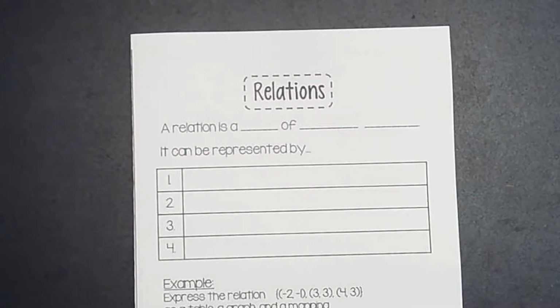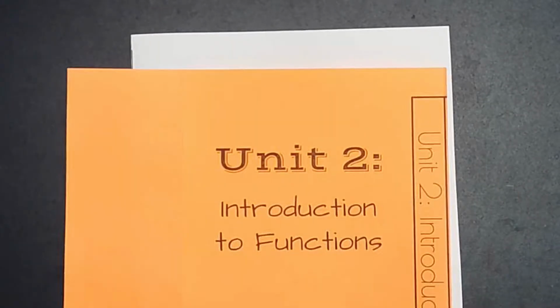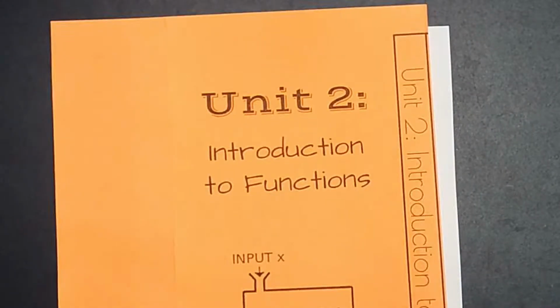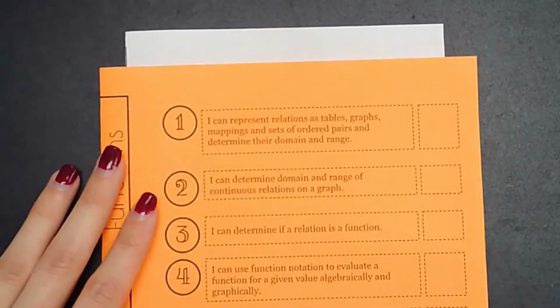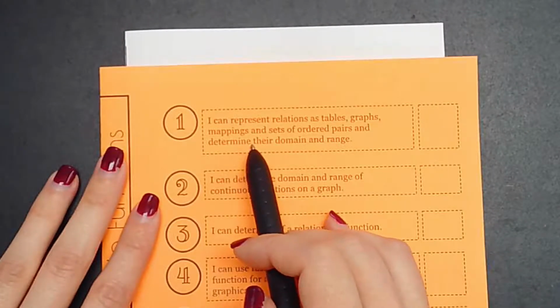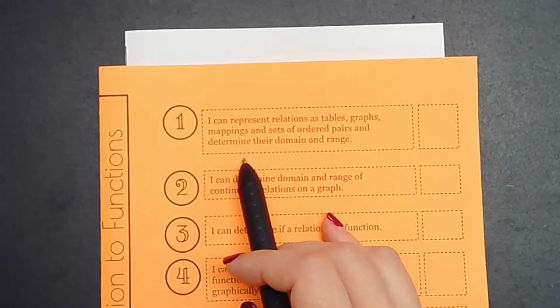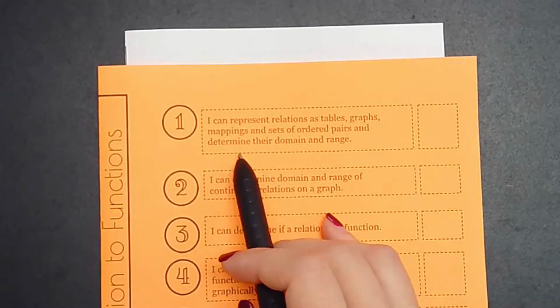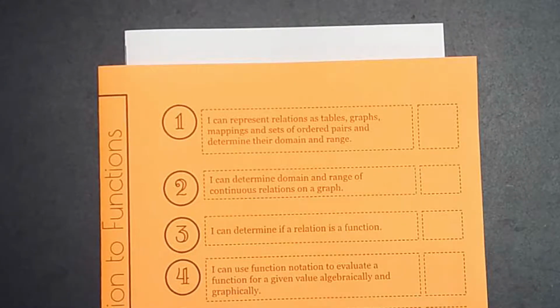Today's video is all about Unit 2's first lesson. So Unit 2 is an introduction to functions, and the first learning target says, I can represent relations as tables, graphs, mappings, and sets of ordered pairs, and determine their domain and range.